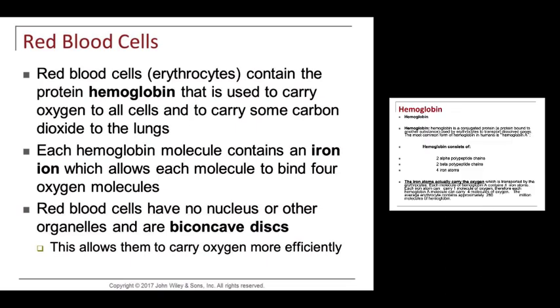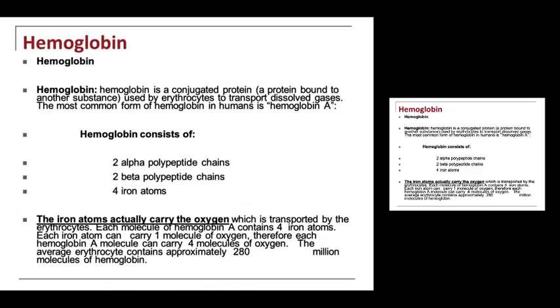So let's take a look. Here's the hemoglobin, and the hemoglobin consists of 2 alpha polypeptide chains, 2 beta polypeptide chains, and 4 iron atoms. The iron atom actually carries the oxygen, which is transported by the erythrocyte. And each molecule of hemoglobin A contains 4 irons. And each iron can carry 1 molecule of oxygen.